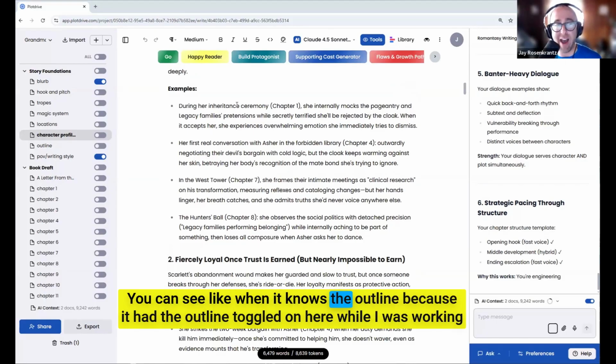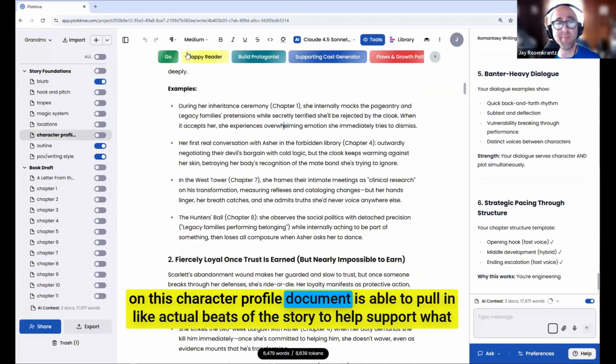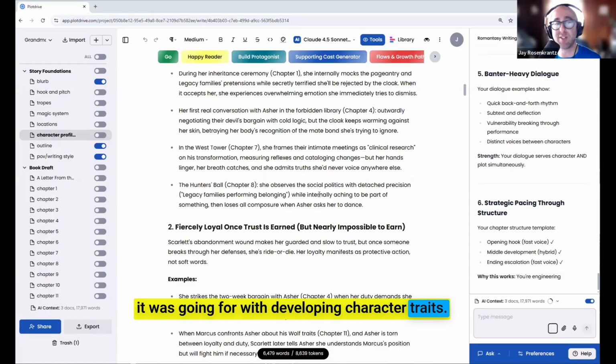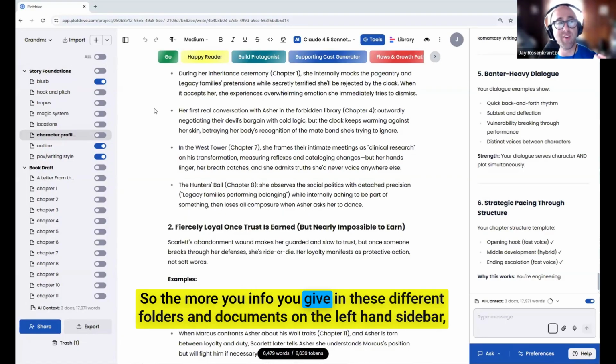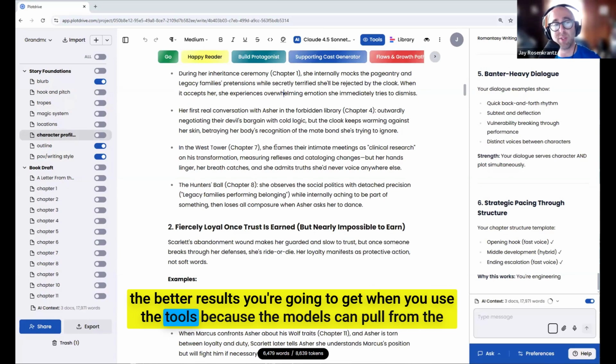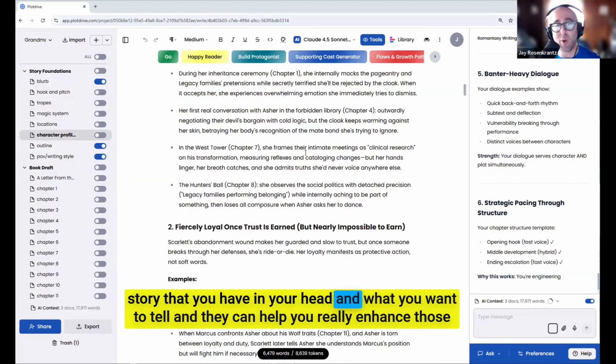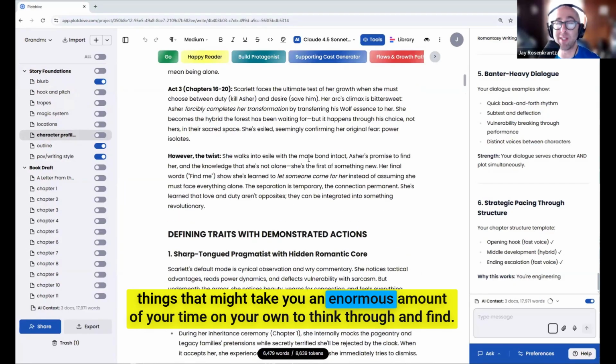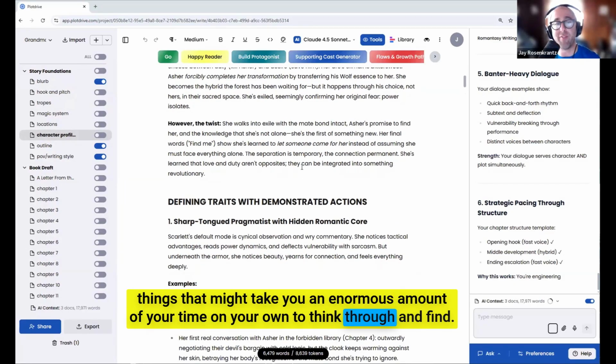You can see, when it knows the outline, because it had the outline toggled on here while I was working on this character profile document, it's able to pull in actual beats of the story to help support what it was going for with developing the character traits. So the more info you give in these different folders and documents on the left-hand sidebar, the better results you're going to get when you use the tools, because the models can pull from the story that you have in your head and what you want to tell, and they can help you really enhance those things that might take you an enormous amount of your time on your own to think through and find.